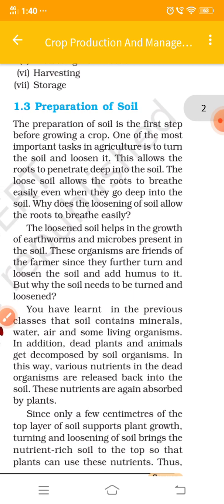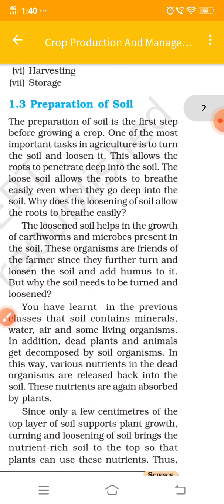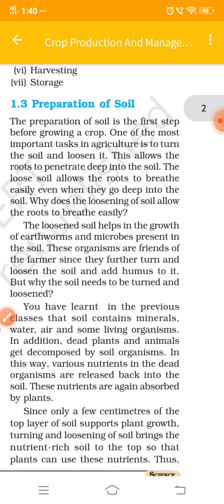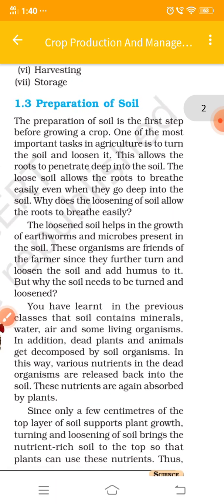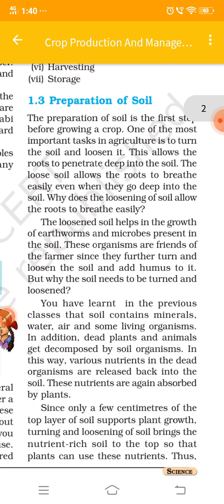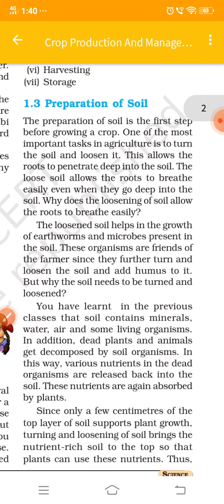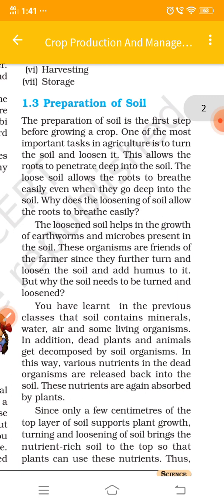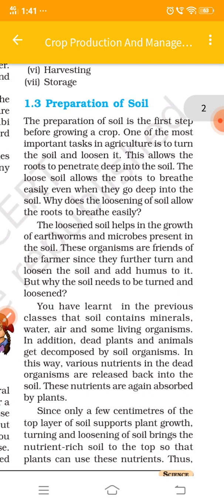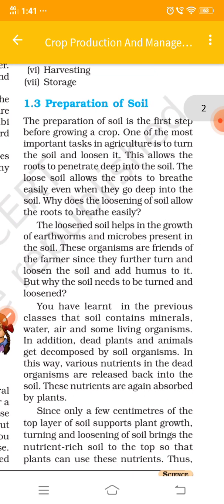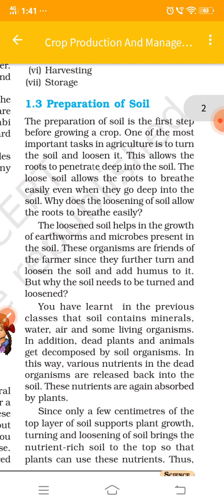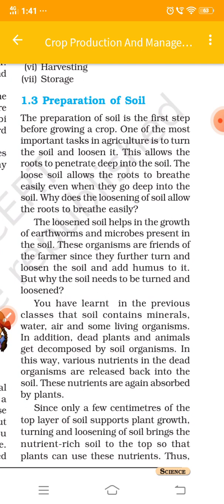The loosened-up soil helps in the growth of earthworms. Now how can loosened soil help in the growth of earthworms? It helps in the growth of earthworms and microbes. Microbes, we can say, by decomposition. Now these organisms are friends of farmers since they are useful to them. The excreta of these organisms help in providing manure to the plant, adding humus as well.